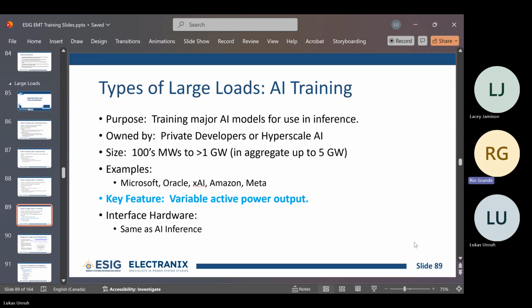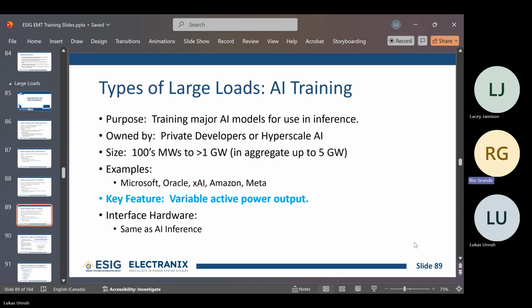And as we know, they can be really big. A lot of the ones that we are talking about are in the gigawatt scale, and they're popping up all over the country. So this is the one that's getting the most attention and driving a lot of discussion. Examples would be Microsoft, Oracle, xAI, Amazon, and Meta. The defining feature for these would be the variable active power output of these facilities.